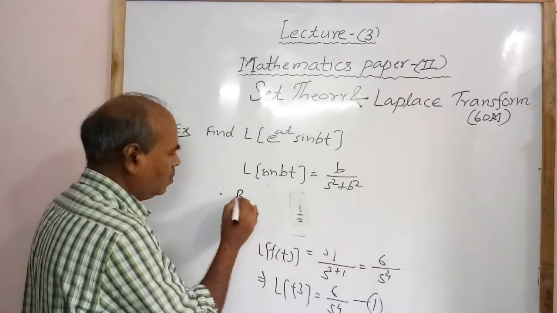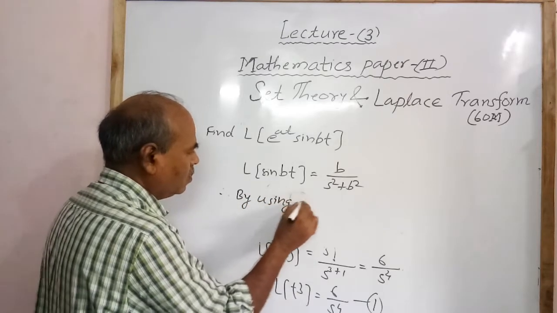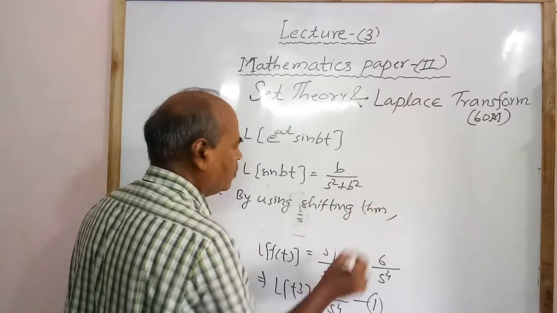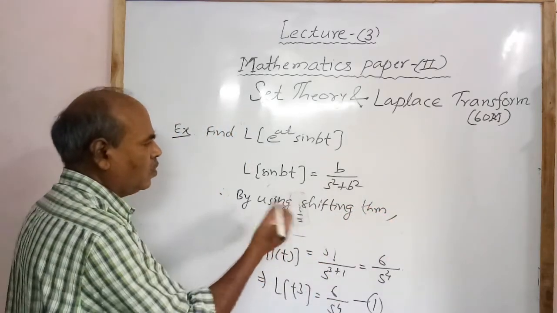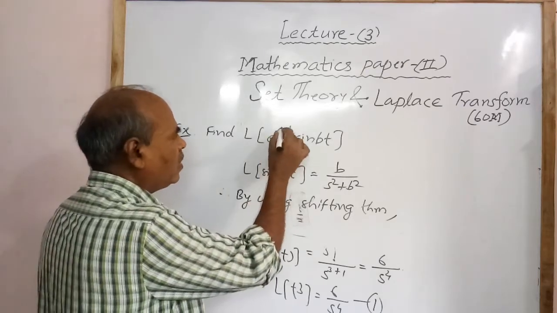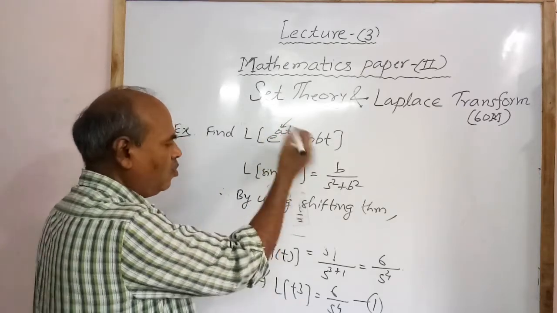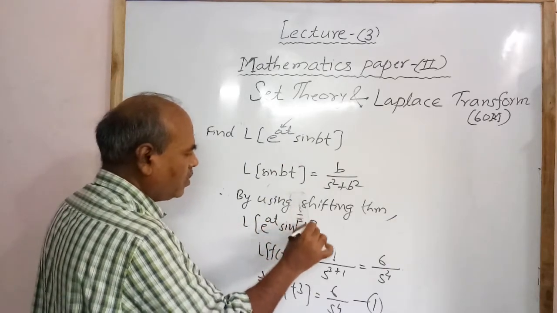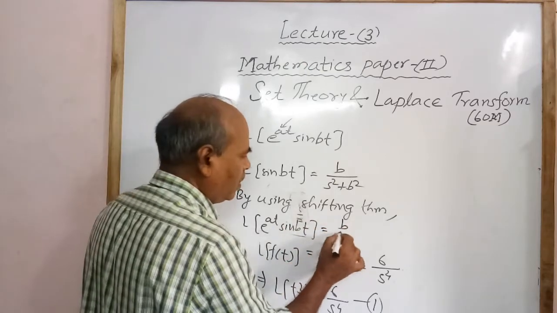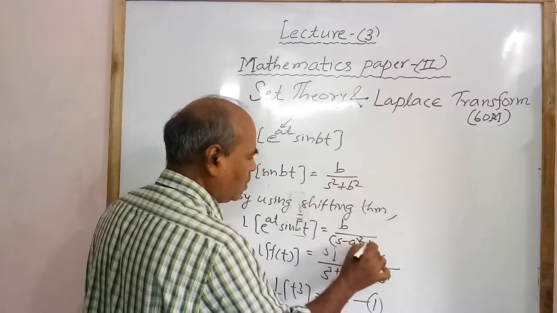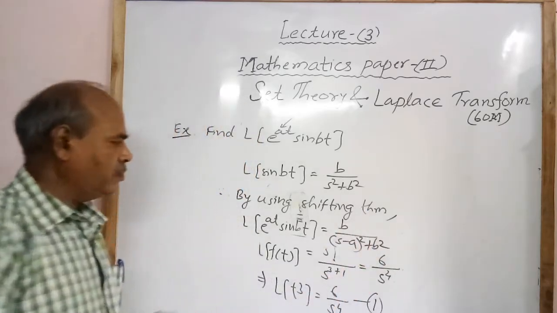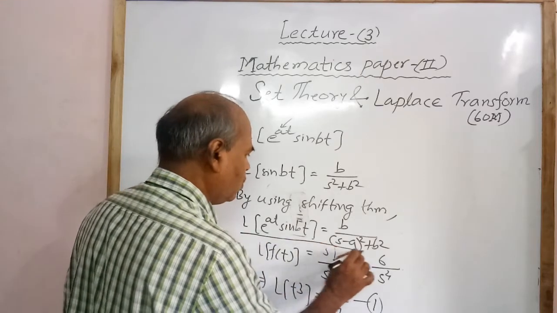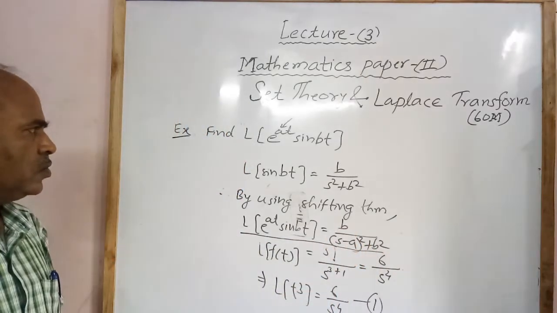Therefore, by using the shifting theorem, we have s is replaced by s minus a, here e to the power at, therefore a equal to a. Therefore, Laplace of e to the power at sin bt equal to b divided by (s minus a) whole square plus b square, using the shifting theorem.